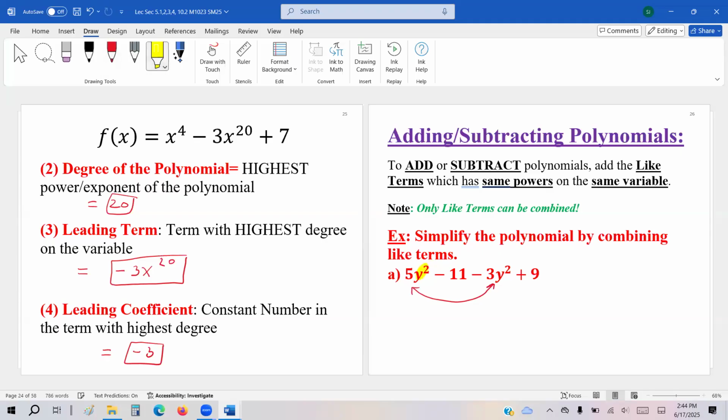Because we have y squared and y squared, both of them have the same base y with the same power, square. So when you have the same base with the same power, you keep that and add and subtract their coefficients. So we have 5 coefficients and negative 3 coefficients. What do you have? 2y squared. And then these two are like terms because they're just plain numbers. Negative 11 plus 9 gives you negative 2.